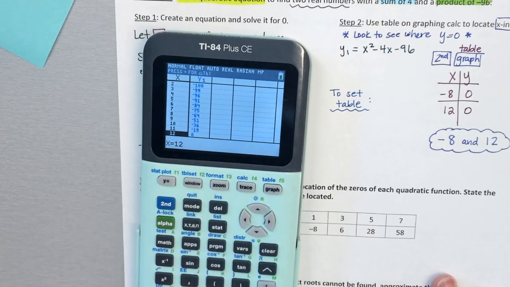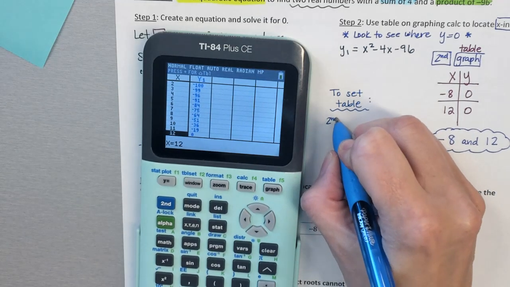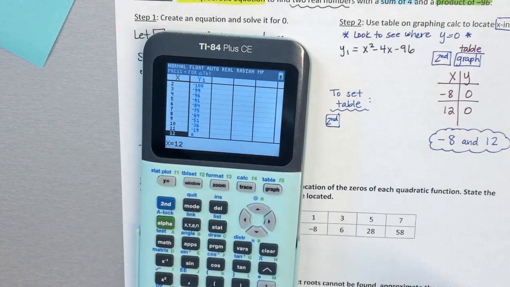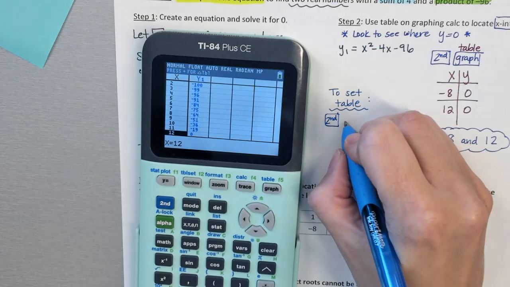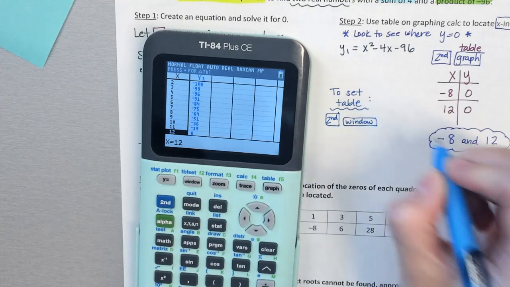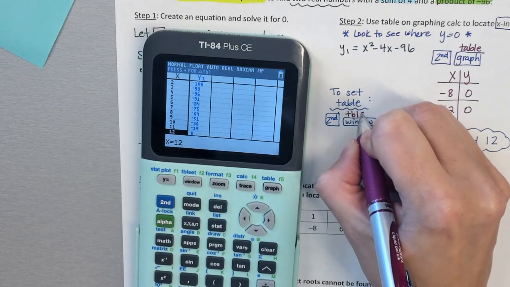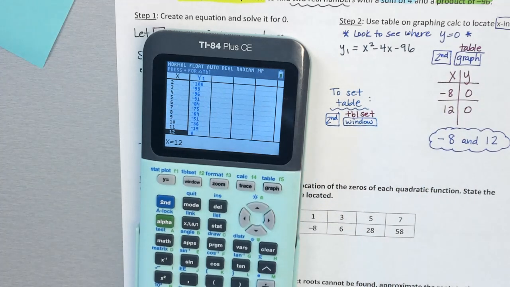Okay, so there is a button on your calculator that says TBL set, and that stands for table set. So can you find it? It's above what button? The window. This is a cool button because it allows you to start anywhere you want at any value. Okay, and then we are going to be changing it, but you're going to want to also change it back.